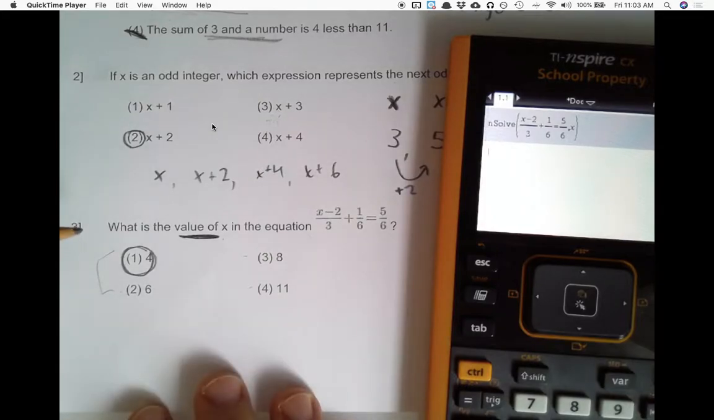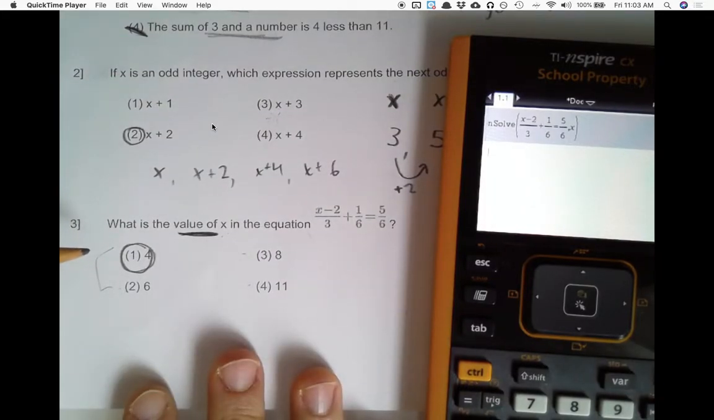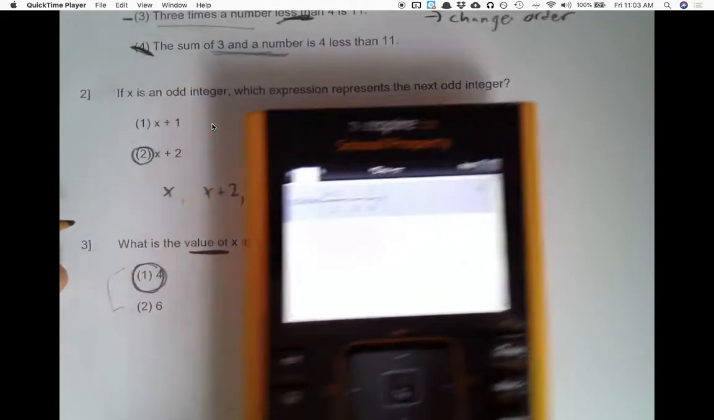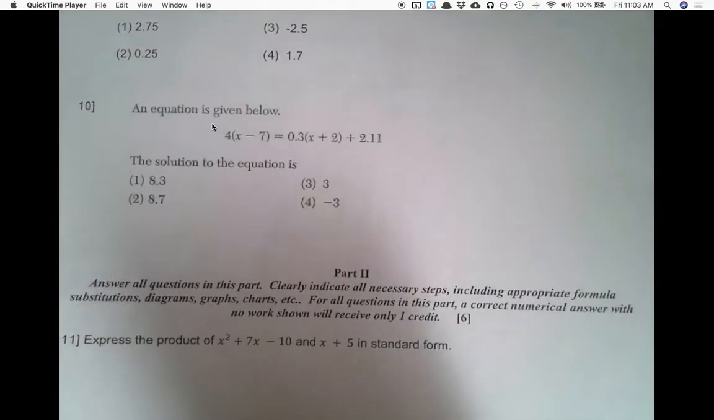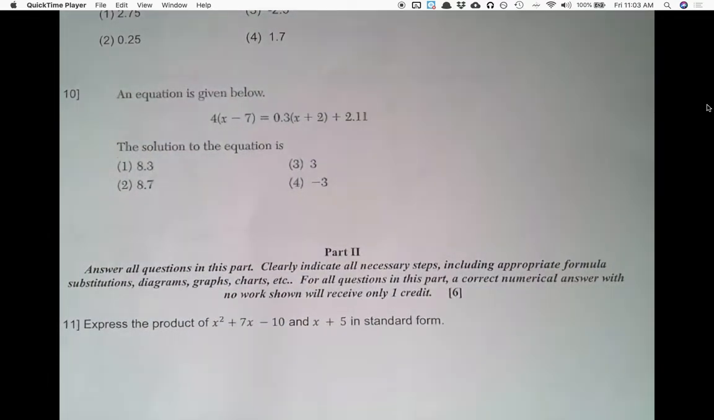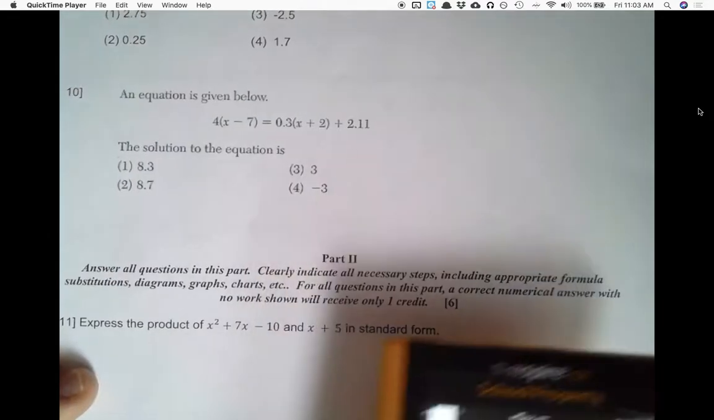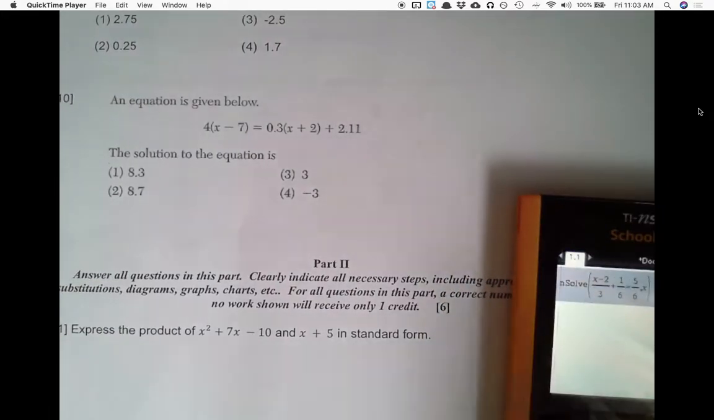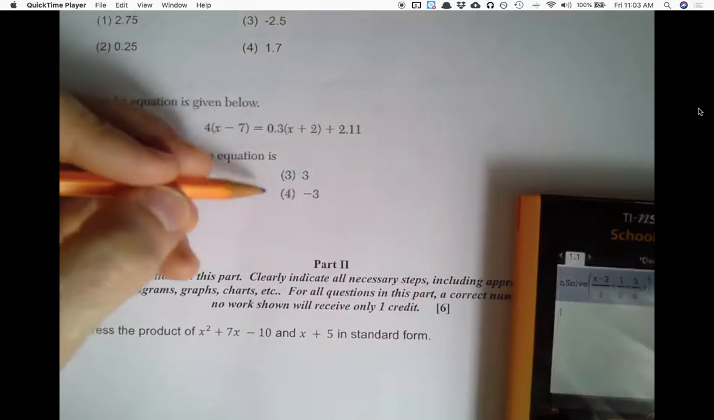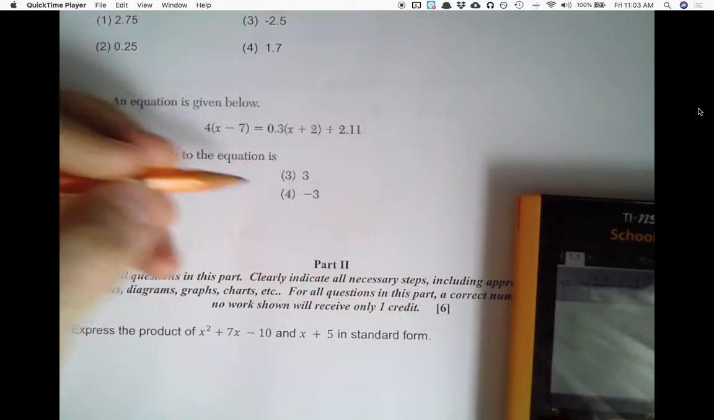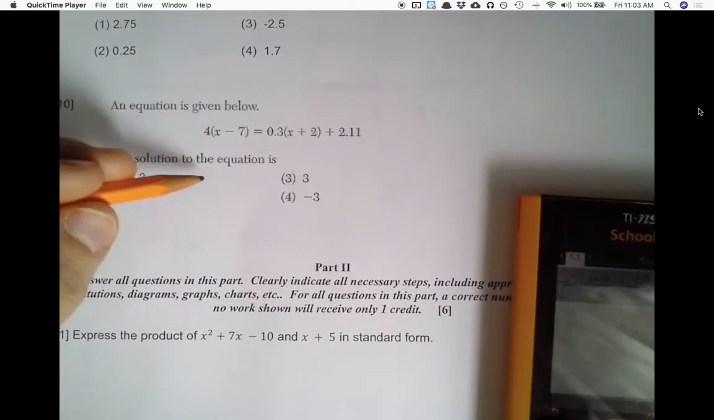Like I said, there are 3 multiple choice questions in this test that you can just use nSolve for. So let's take care of all of them at once. I'm moving all the way over to question number 9. I can tell that this is an nSolve question because I've got an equation on the top and then 4 possible answers on the bottom. That could be my values of x, the solution to the equation.